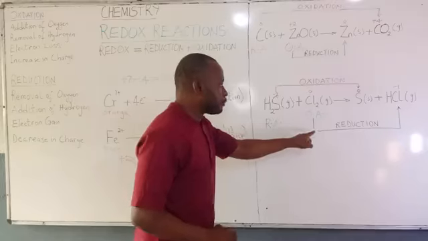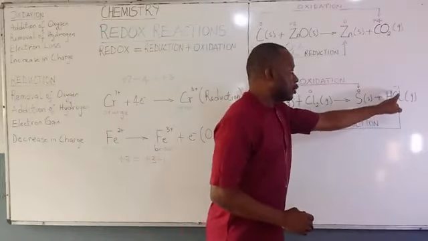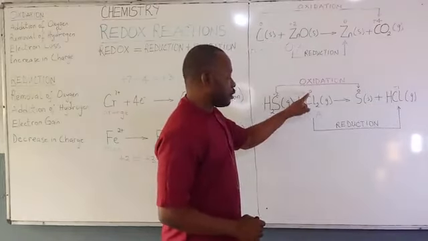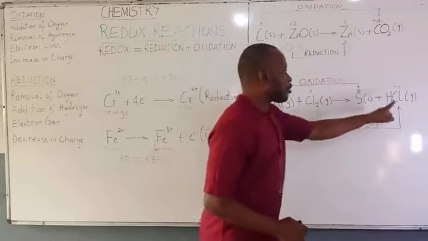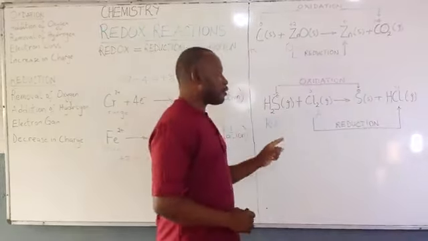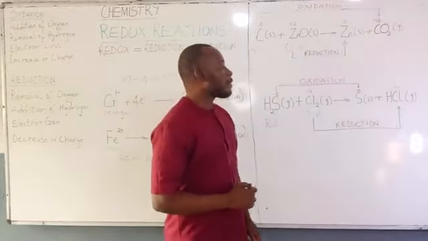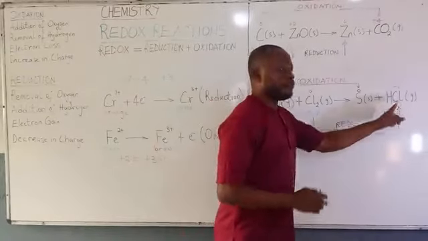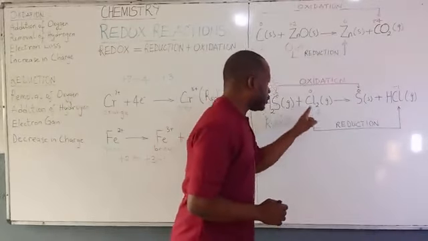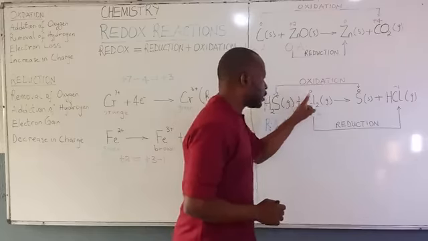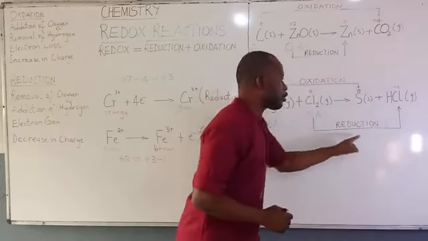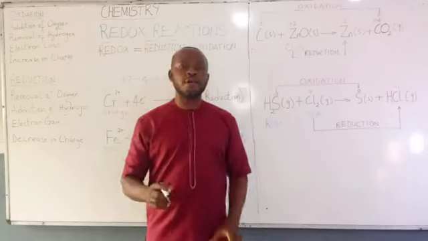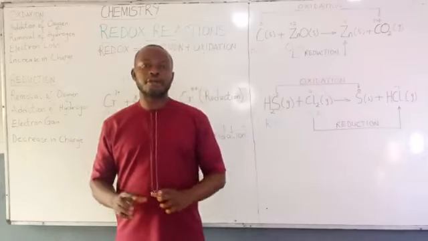Let's consider chlorine. From neutral chlorine atom to the chlorine atom in hydrogen chloride. The oxidation number of chlorine on the reactant side is 0. Then on the product side is -1. From 0 to -1, is that an increase or a decrease? It is a decrease. Therefore, this reaction here, where the oxidation number of chlorine changes from 0 to -1, is a reduction reaction.